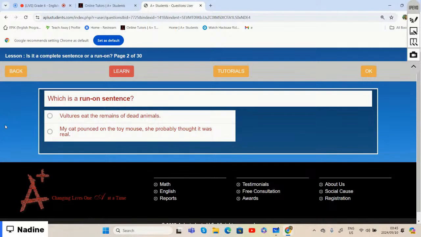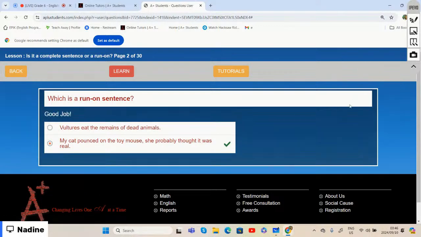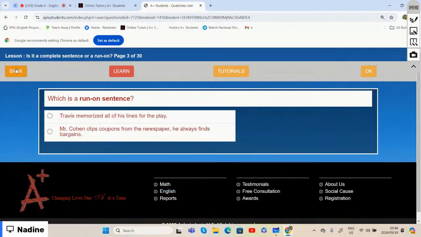All right, and if we were to say which one is the correct answer, then we will say a run on sentence is option two. My cat pounced on the toy mouse. She probably thought it was real. So well done. All right, so this is now the end of our lesson.